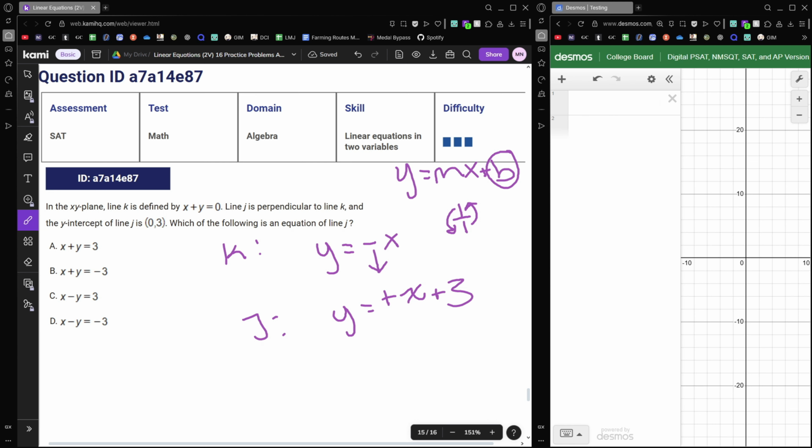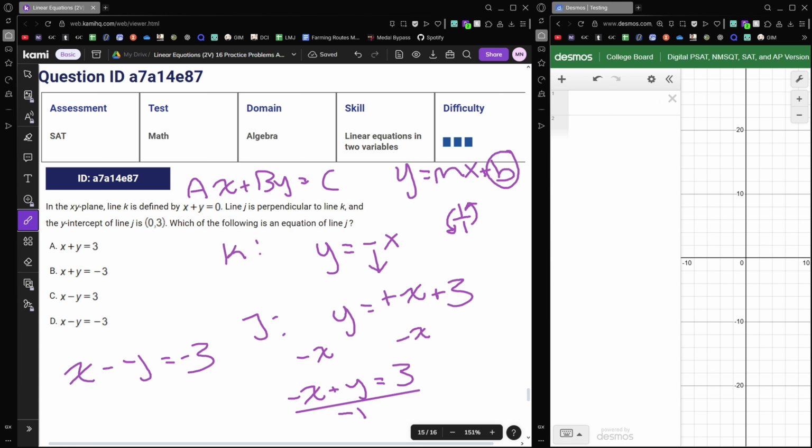Now if we look at our answer choices, they want our answer in the form ax plus by is equal to c. So let's move the x over to the other side by subtracting x from both sides. We get that negative x plus y is equal to 3, and then they want the x to be positive, so let's divide the entire thing by negative 1, and we get that x minus y is equal to negative 3, which means our answer is D.